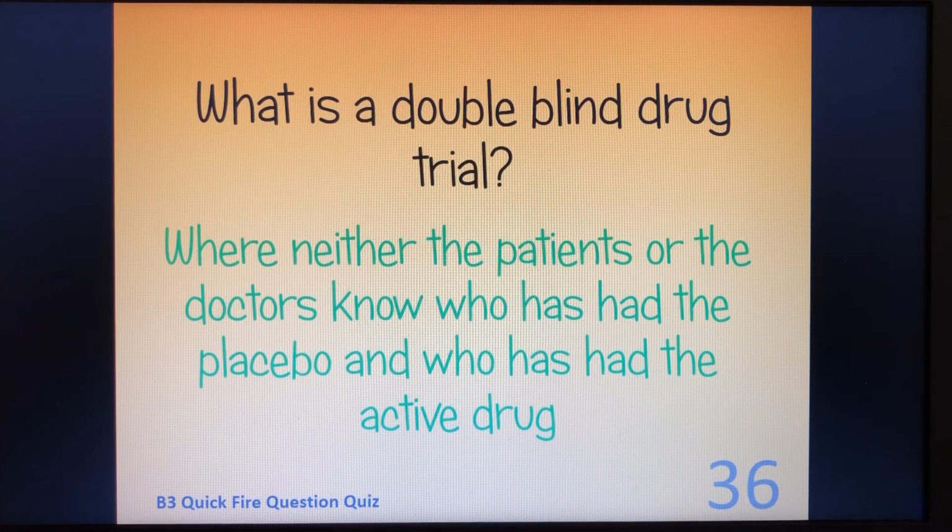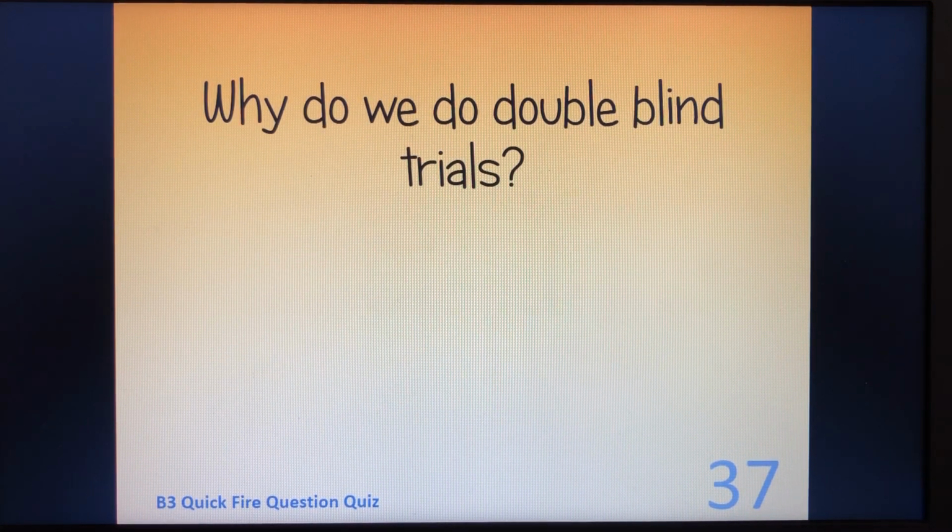Question 37. Why do we do double-blind trials? Have I totally just answered this? Yes, I have. Never mind, we'll go with it, see if you remember. Okay, why do we do double-blind trials?